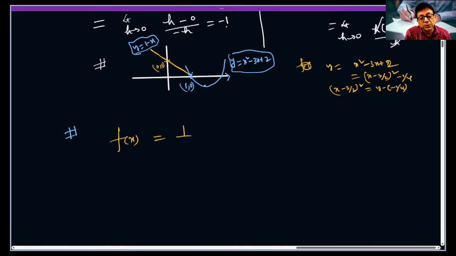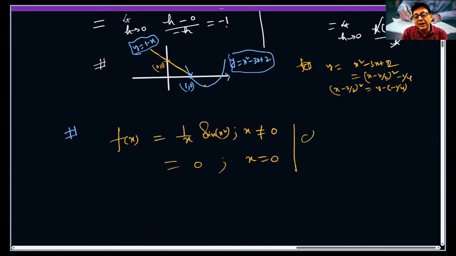f(x) equal to x sin(1 by x square), for x not equal to 0, and equal to 0 when x equal to 0. Just one more sum to remind you. They asked me to check differentiability at x equal to 0. How will we check?